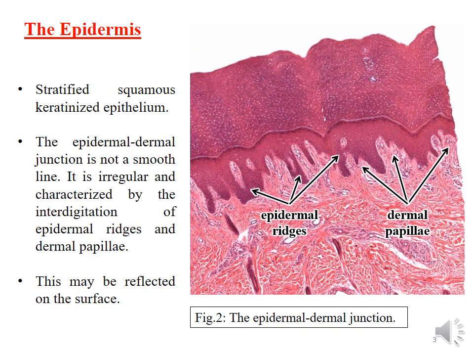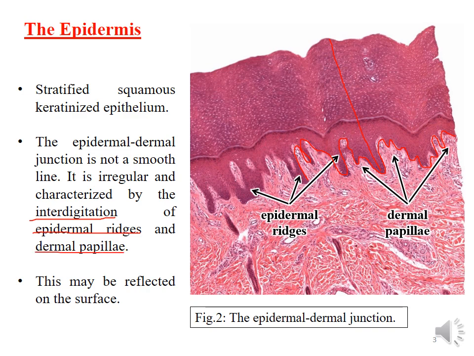Now we start with the epidermis. The epidermis is an epithelial layer. It is a stratified, squamous, keratinized epithelium. Before we get into the details of the epidermis, let's look at the epidermal-dermal junction. Notice here, this junction is not a straight line. It is irregular and characterized by the interdigitation of epidermal ridges and dermal papillae.